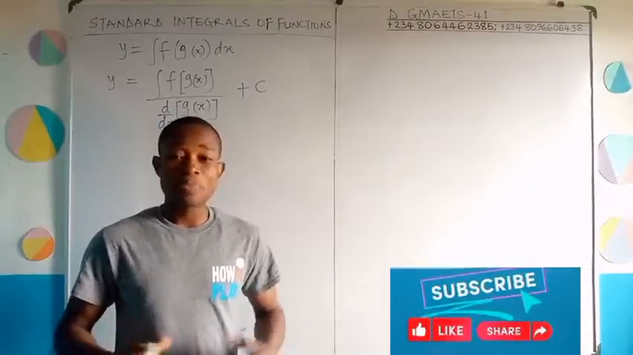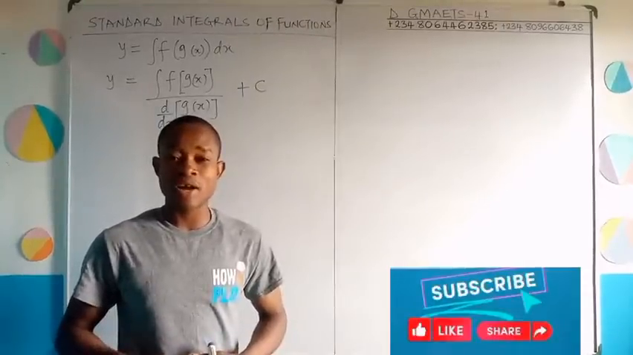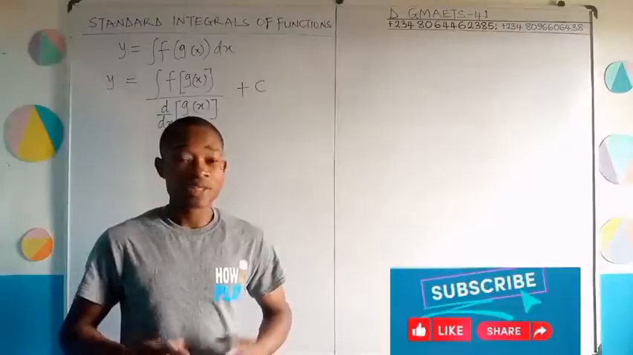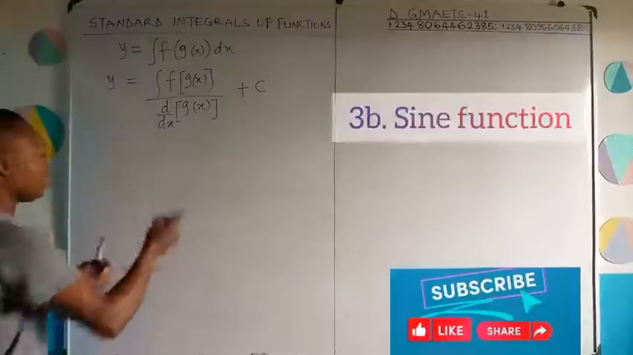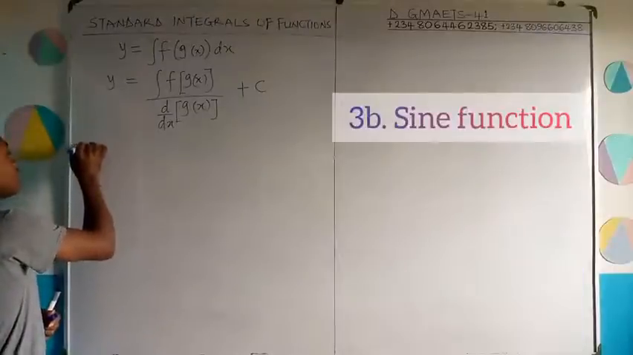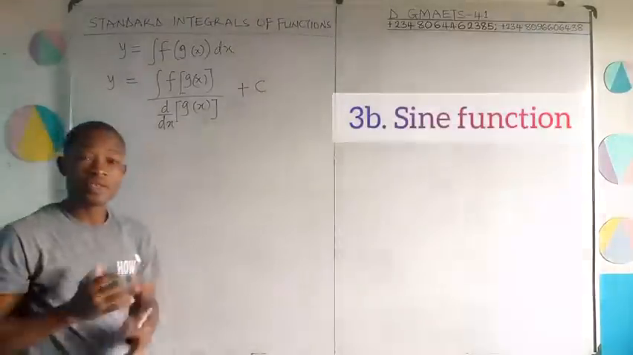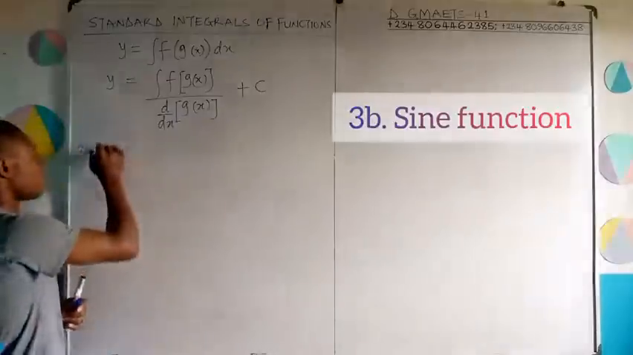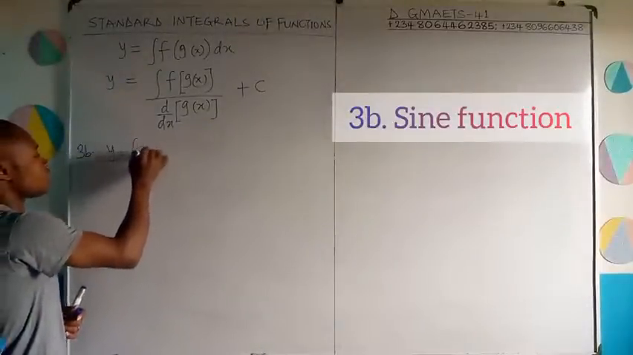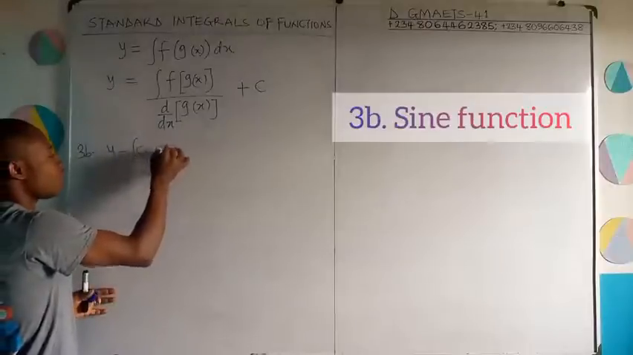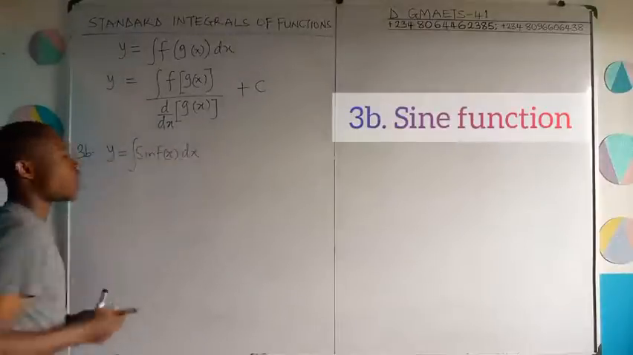Alright, let us get to business. The standard integral of trig function. The second is the one we are going to look at, which is that of sine. So that takes us to 3b because we stopped at 3a in our previous class. So we have the function given y to be integral sine f of x. We are to integrate with respect to x.